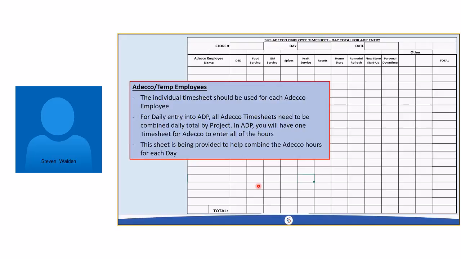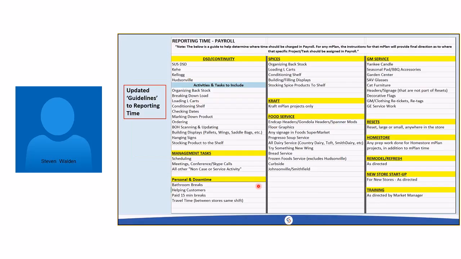This here will be on one of the forms. We had reporting time rules in the Excel spreadsheet with the old timesheet that's been updated. It isn't going to be anything surprising to anyone. It's just to give you guidelines around reporting time, and a call out that if you are entering time from an M plan, that M plan should be giving you final directions where that particular project or task should be assigned in payroll. But you'll see this on that Excel spreadsheet.